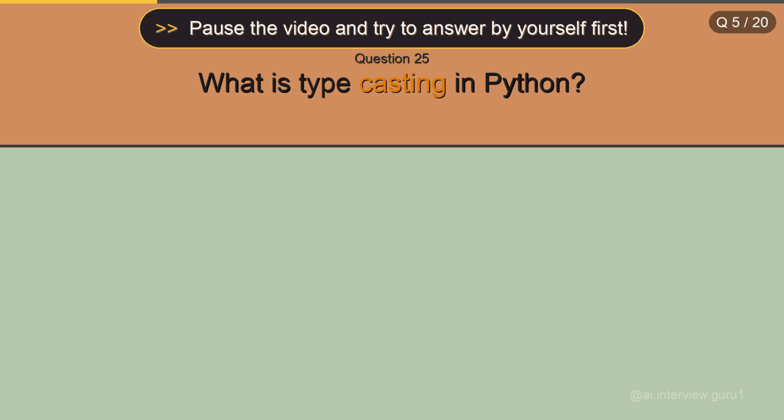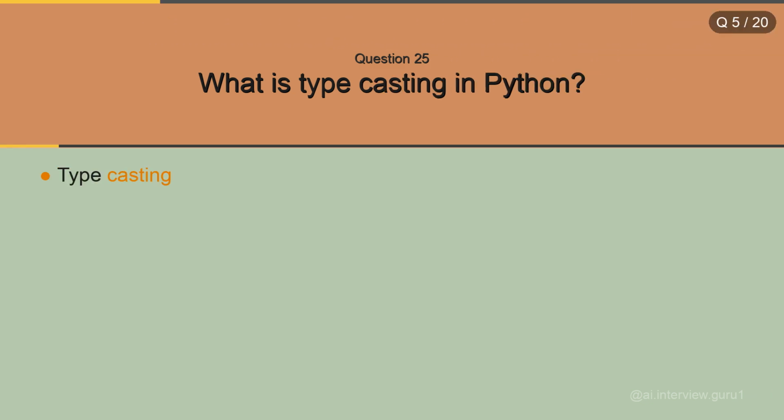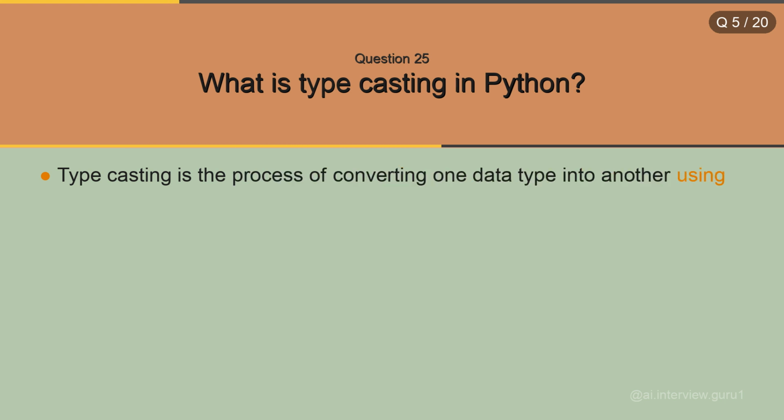What is typecasting in Python? Typecasting is the process of converting one data type into another using functions such as int, float, str, and bool.